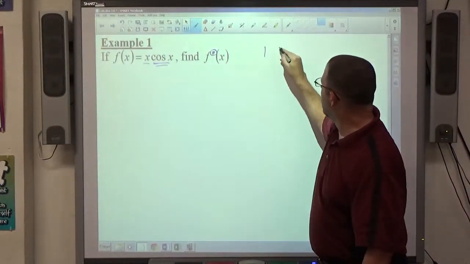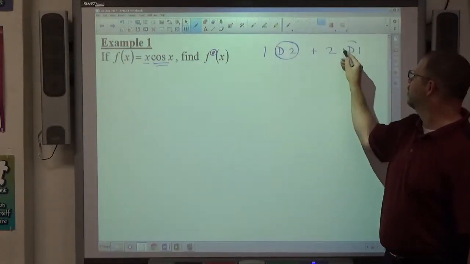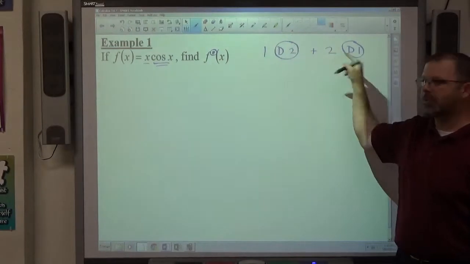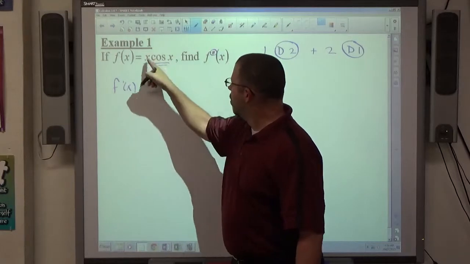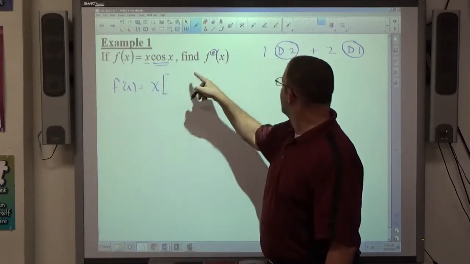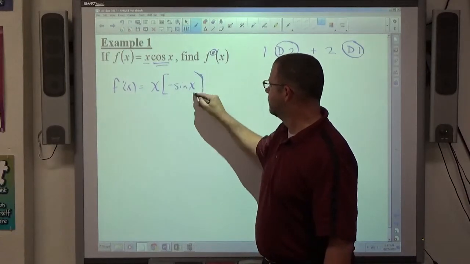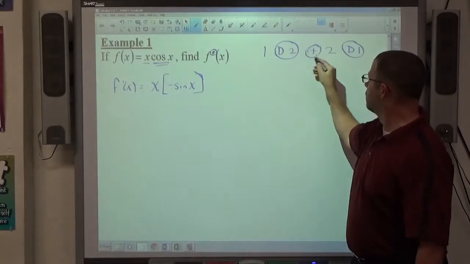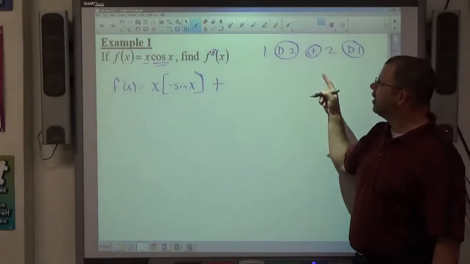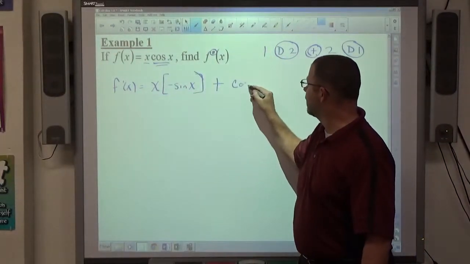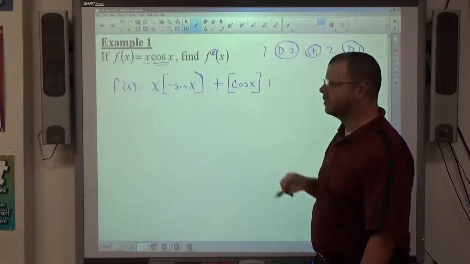And again, the product rule is 1 d2 plus 2 d1. This is a derivative. This is a derivative. This is write down function 1. This is write down function 2. So f prime of x equals function 1, x, times d2. The derivative of cosine of x is negative sine of x. Plus is just part of the product rule. Product rule creates two terms. When I do 2 d1, function 2 is cosine of x exactly as it is, times d1, the derivative of x, which is just 1.